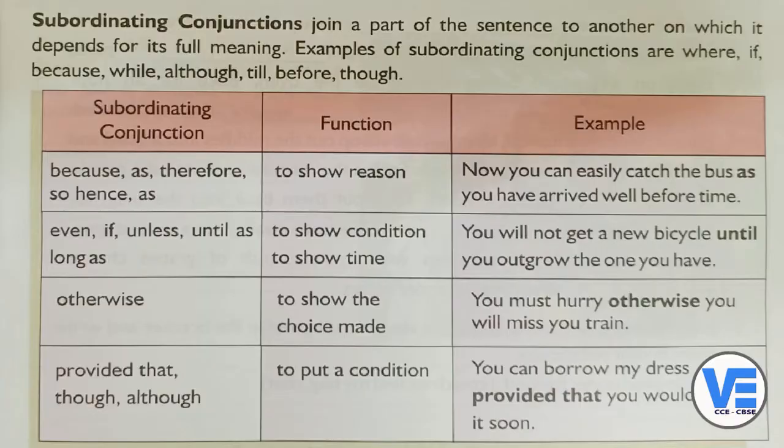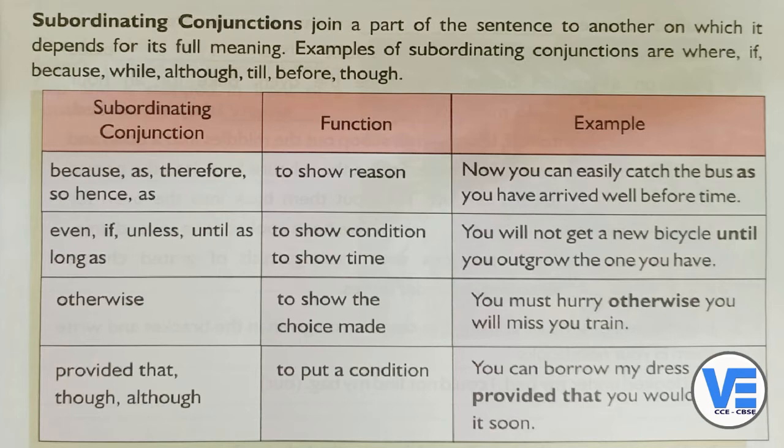Examples, okay, you can take a lot of examples of these subordinating conjunctions, like if, because, while, although, till, before, though. So all these are the different examples of these subordinating conjunctions. Now we will see some examples of these subordinating conjunctions.